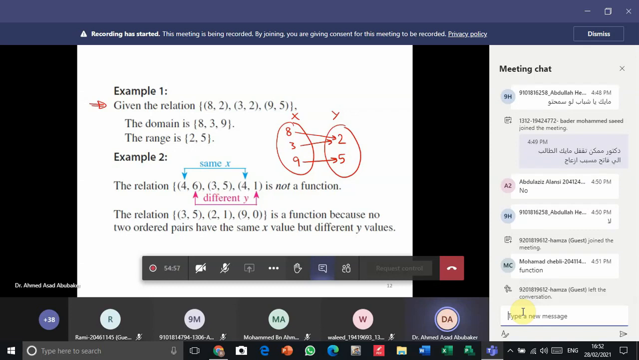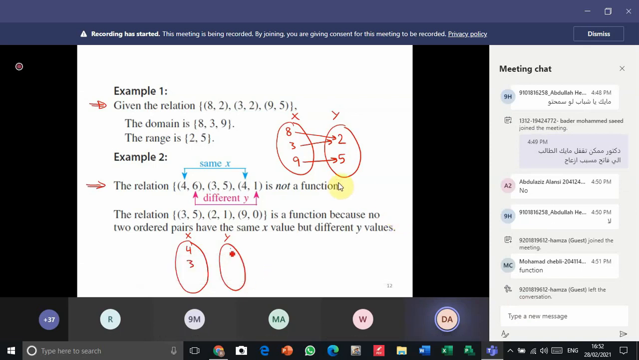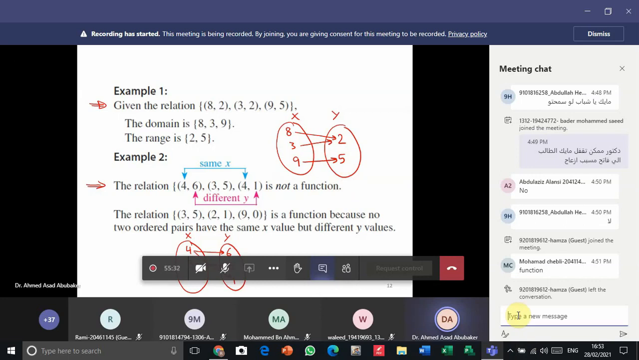Look at this relation, another relation in example 2. We have the domain 4, 3, and 4. The y coordinates are 6, 5, and 1. Look at this: 4 connects with what? With 6. 3 with 5. And 4 with 1. So is this a function? This relation, function.